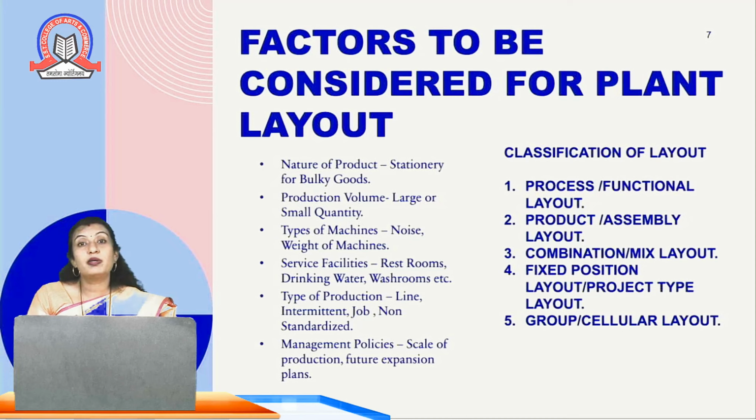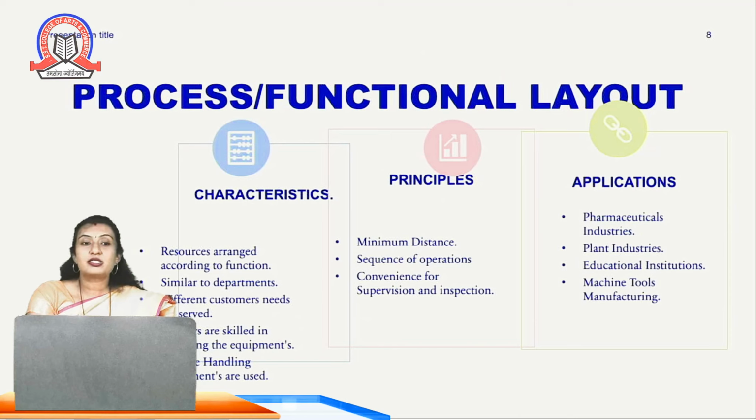Third is a combination layout. Fourth is a fixed position layout. And fifth is the group or the cellular layout. So let's try to understand what is a process or a functional layout.